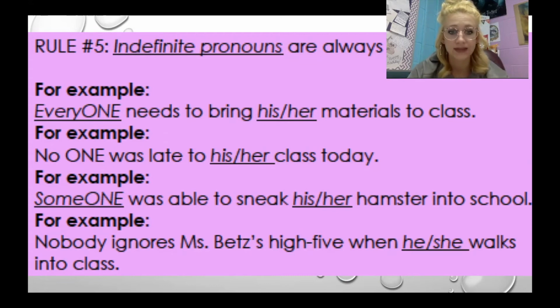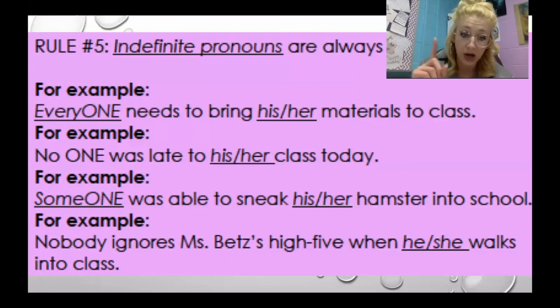All right, another example, someone was able to sneak blank hamster into school. Someone was able to sneak, not there, some one person, some one, singular, one person was able to sneak his or her hamster into school. Okay, when I'm talking about someone and I don't know who it is, I can't put her hamster or his hamster because I don't know. Is it a girl? Is it a boy? I don't know. So I have to represent both with my pronoun choice. Someone, his or her.